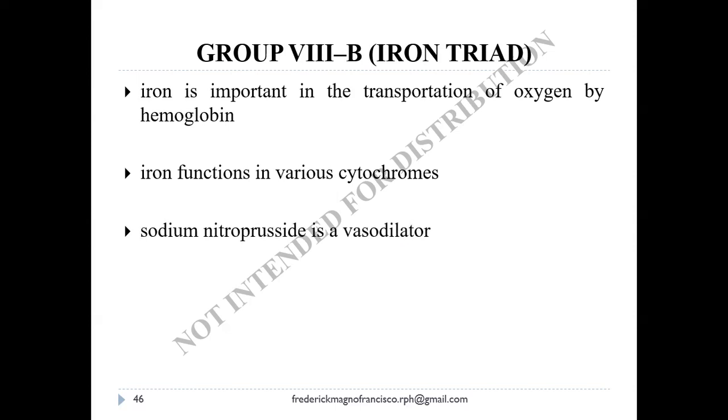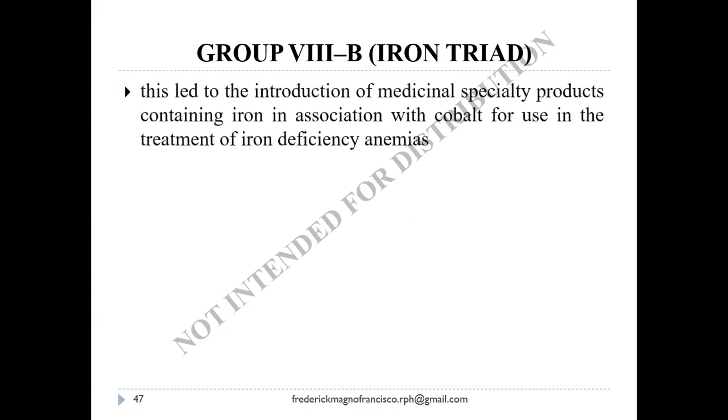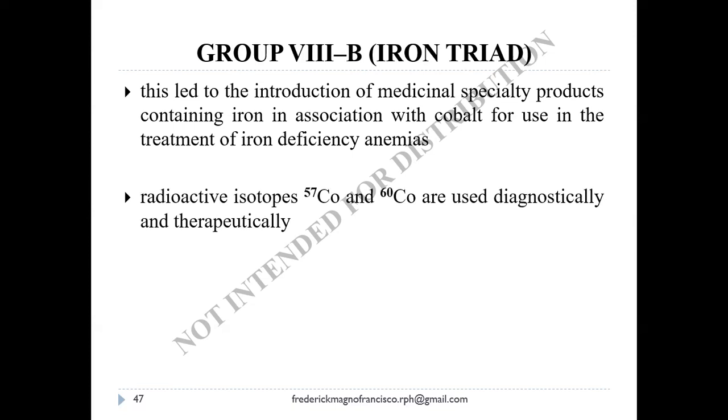Sodium nitroprusside is a vasodilator. There is evidence that the presence of traces of cobalt may catalyze the physiological utilization of iron. This has led to the introduction of medicinal specialty products containing iron in association with cobalt designed for use in the treatment of iron deficiency anemias. The radioactive isotopes cobalt-57 and cobalt-60 are used diagnostically and therapeutically.